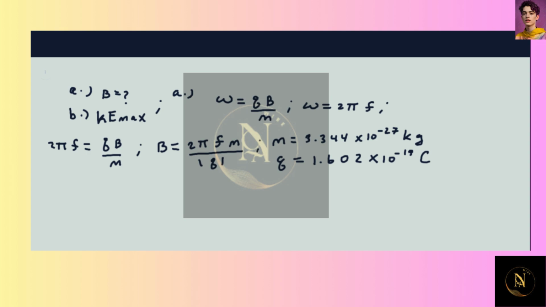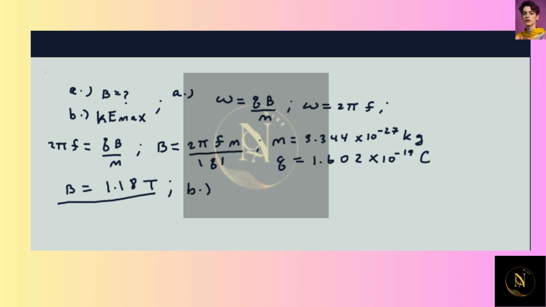The frequency is given in the problem statement. When you plug it all in, you get that the magnetic field is equal to 1.18 Tesla. That is the first part. Let's go ahead and look at the second part, part B.